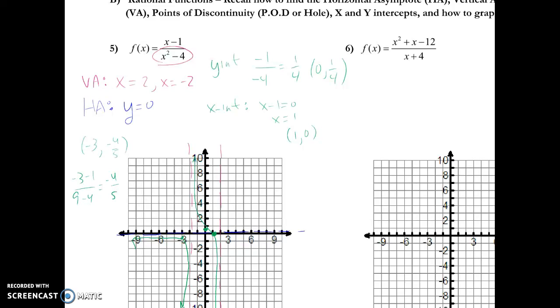And then if I plug in something on the right, like let's say I plugged in 3, then I have 3 minus 1 over 9 minus 4. So I'm going to have 2 over 5, which is positive, which is enough to tell me that here my graph is going to be doing something like this. And that is essentially what we're going to need to know to be able to answer our questions about limits.